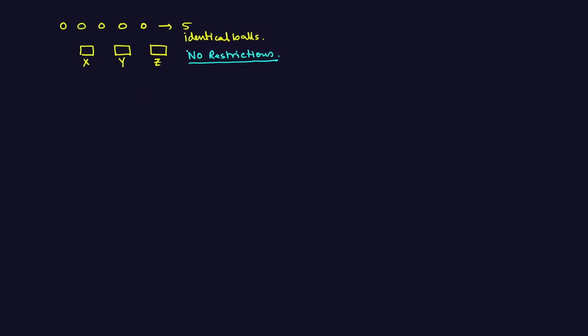So if I want to distribute these 5 identical balls among these 3 people X, Y, Z, where we are only concerned about which person is getting how many balls, is it not the same as saying in how many different ways these 3 persons X, Y, Z will receive 5 balls when there is no restriction? It is the same as distributing these 5 identical balls among the 3 persons when there is no restriction. Is this clear to everyone?